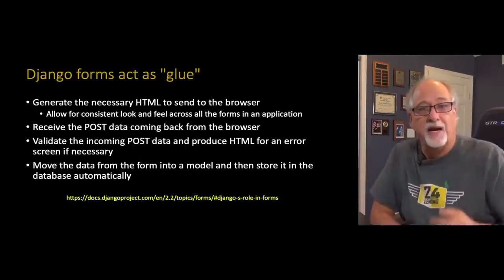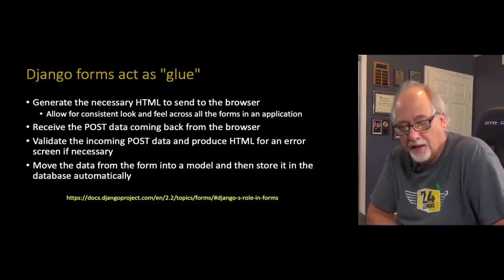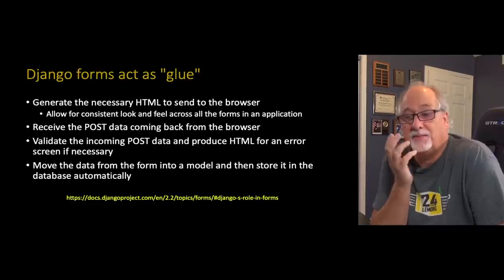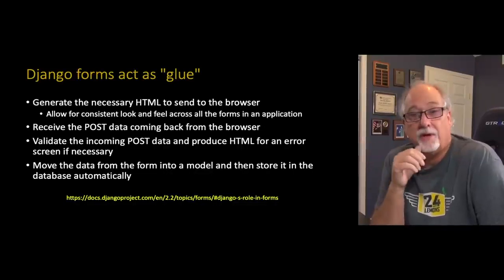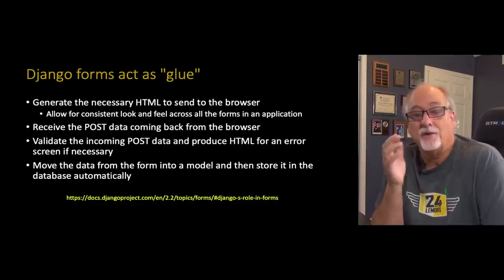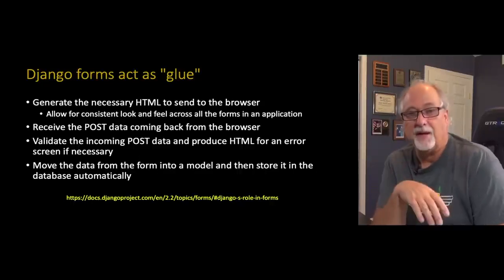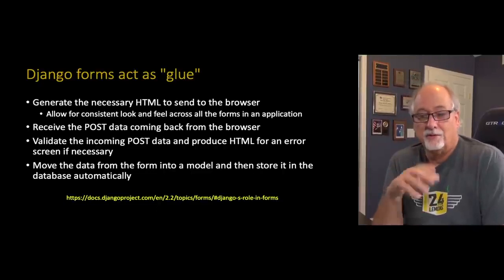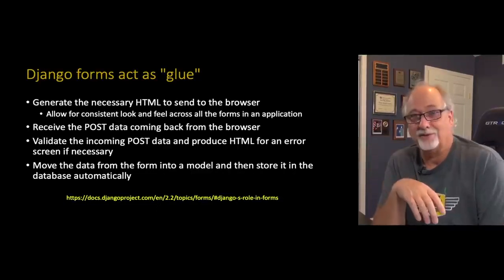When the post data comes back from the browser in a form that it created, then it puts it all in the right spot. It validates the data based on a set of rules that you say, like this has to be this kind of a thing and that kind of a thing, or a date or a character or an integer or a floating point. Whatever the rules are, that's all done for you in Django. And if something goes wrong, then it hands you an error form that you can send right back to the user. And then of course, once it's validated, it moves it into a model and then actually can even do the database store automatically.